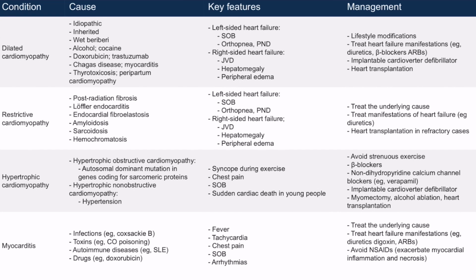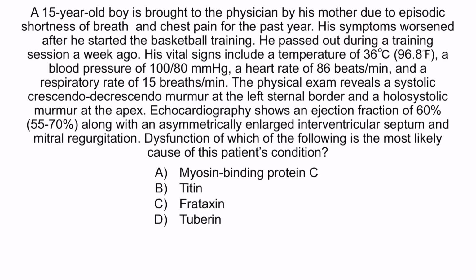Here is the table summarizing all the conditions that we discussed in this and the previous lecture. Please pause the video and take a moment to consider this table. A 15-year-old boy is brought to the physician by his mother due to episodic shortness of breath and chest pain for the past year. His symptoms worsened as he started the basketball training. He passed out during a training session a week ago.